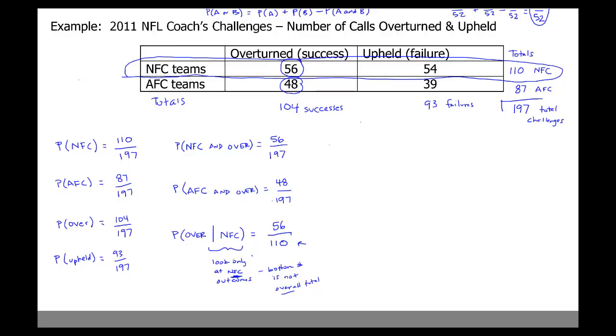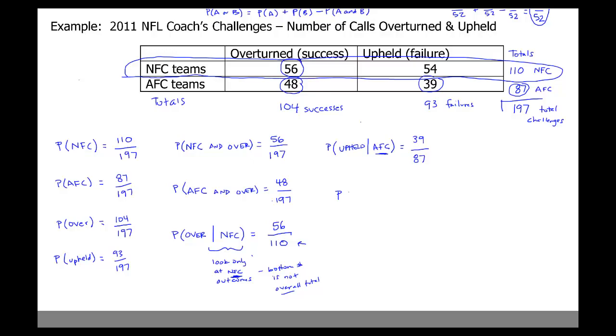So let's do another one of those. We could do the probability of being upheld given that an AFC coach threw the challenge flag. Okay, so let's find that box, upheld and AFC. There's 39 of those. And now we want to take it out of only AFC teams, and our total of AFC teams is 87. So there's our probability for a call being upheld given that AFC challenged the call.